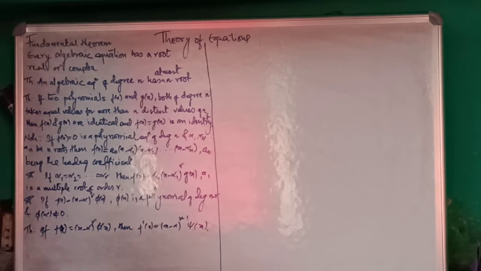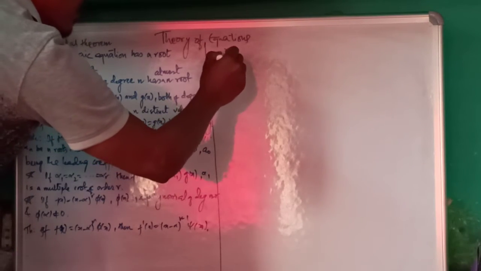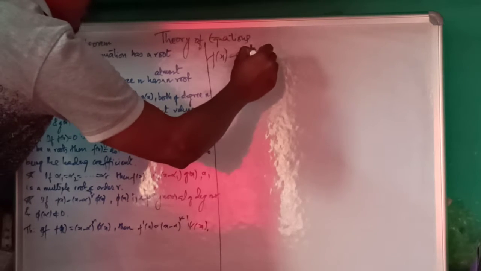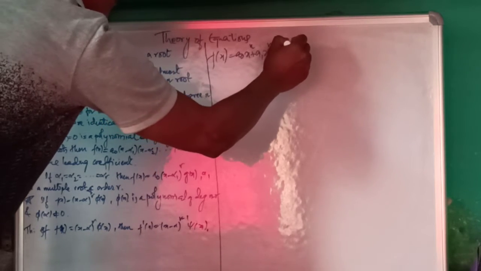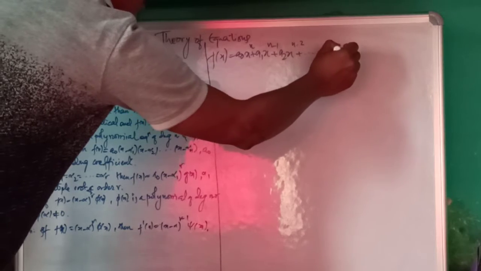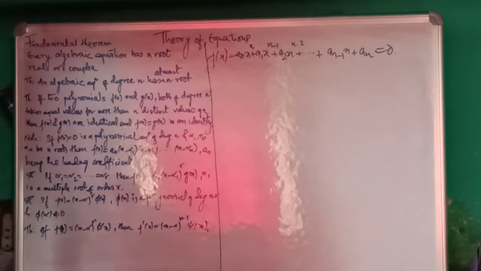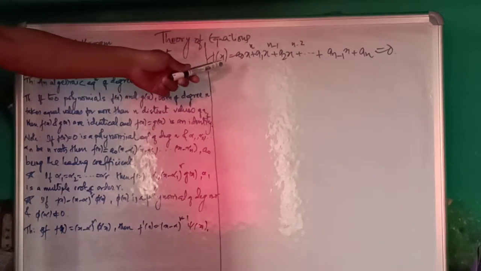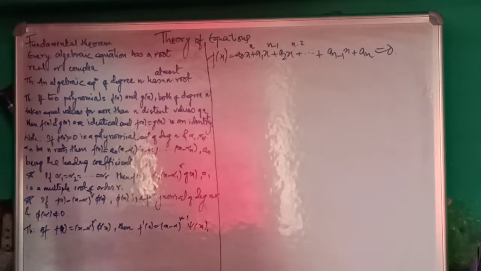Now I'll just write f of x. You can write f of x in this form: a0 x to the power n plus a1 x to the power n minus 1, and so on, plus an. I think you know these things because we have learned them in our previous chapter, polynomials. This is the algebraic equation, where a0 is the leading coefficient, or coefficient of the highest degree of x.